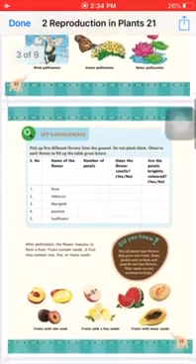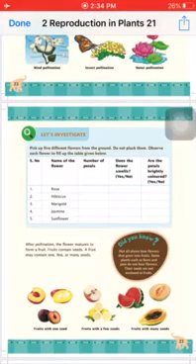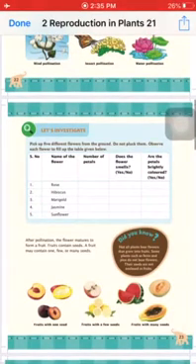Next is let's investigate. In this activity, you have to keep 5 different flowers on the ground but not pluck them from a plant. Observe each flower to fill up the table given below. Firstly, we can only perform a rose. Name of the flower rose, number of petals. You have to count the number of petals that are present on the flower.